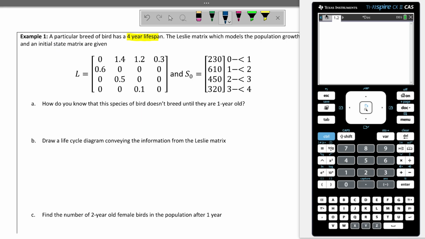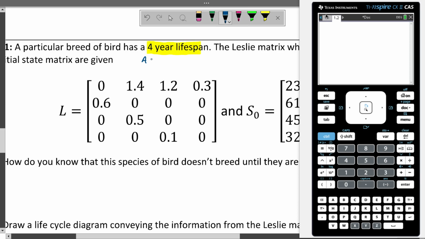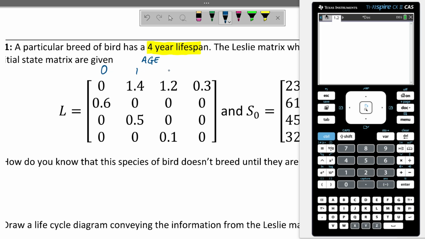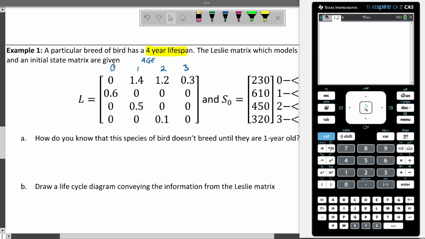Okay, the very first thing I want you to do is come here and write age above it. This is for my 0-year-olds, 1, 2, 3. So this bird has a 4-year lifespan. It starts at 0, right? So your 0 year of life. So from 0 to 1, 1 to 2, 2 to 3. So 0, 1, 2, 3. That's how you get 4 there, because you're starting at your 0th year.